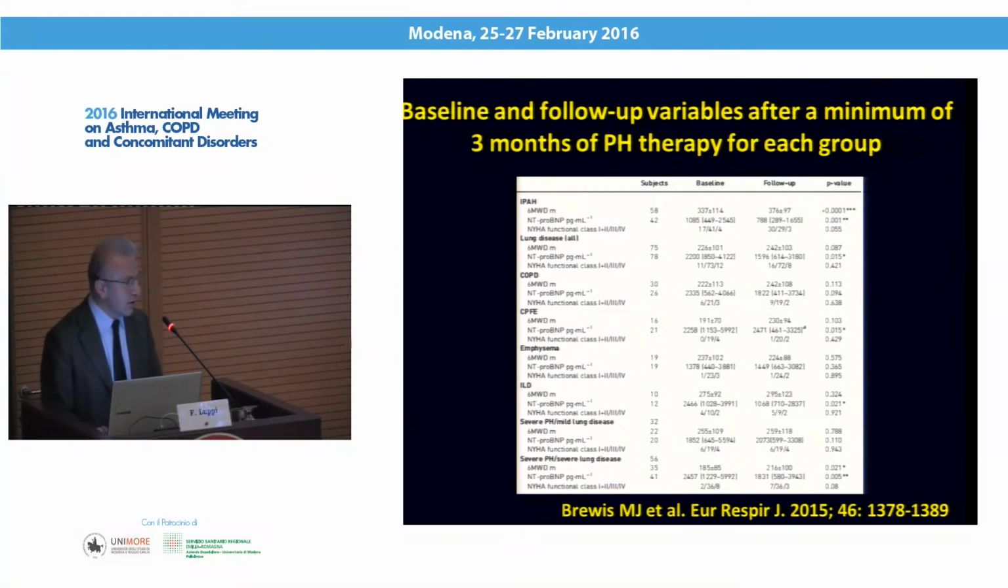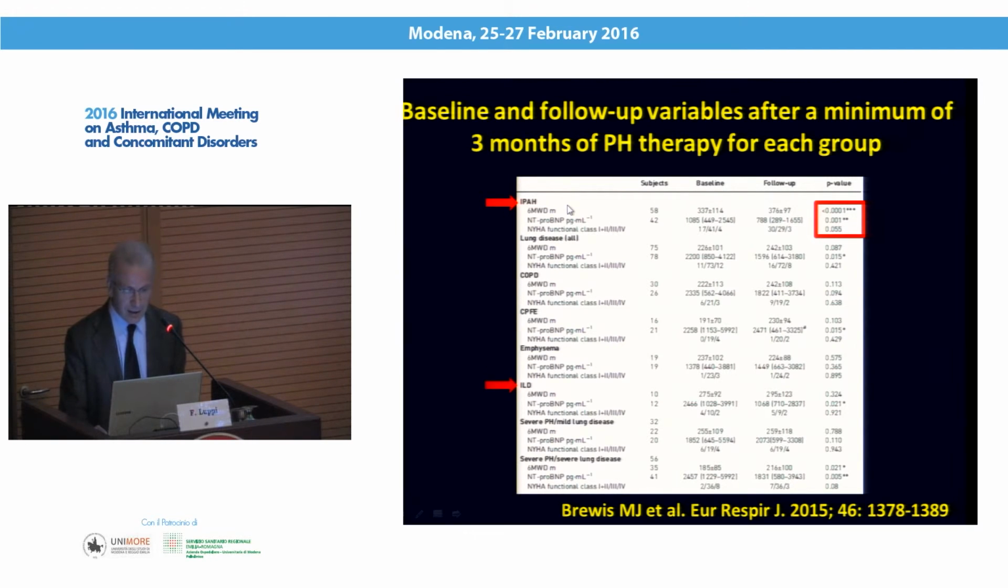All these patients were also treated for at least 3 months with anti-PH drugs, which means vasodilator treatment, and focusing on 3 different outcomes, 6-minute walking test, brain natriuretic peptide, and New York Heart Association functional class, it has been observed that compared to baseline, all these 3 goals have been achieved in idiopathic pulmonary hypertension.